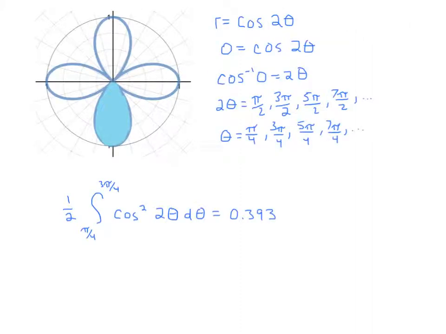Alright, so first I drew my graph over here, and all 4 of these leaves, this leaf, and this leaf, and this leaf, and this leaf, they're all the same size, so it doesn't matter which one we find the area of. I know that my formula is r equals cosine of 2 theta, and again, each loop goes through the origin, so I'm going to take that and set it equal to 0, and figure out what angles this happens at. So inverse cosine of 0 gives me pi over 2, 3 pi over 2, 5 pi over 2, etc.